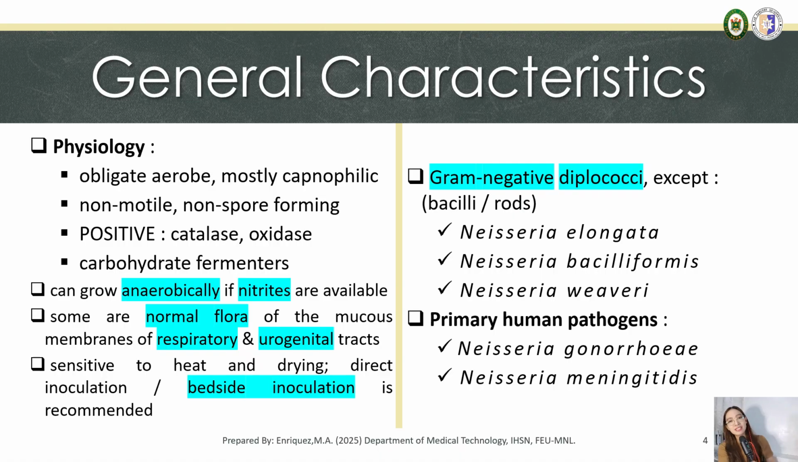So, in gram staining, all Neisseria species are gram-negative cocci except for Neisseria elongata, bacilliformis, and weaveri. So, these three are shaped like bacilli or rods. Now, in the following slides, we'll further discuss Neisseria gonorrhoeae and Neisseria meningitidis because they are the primary human pathogens.